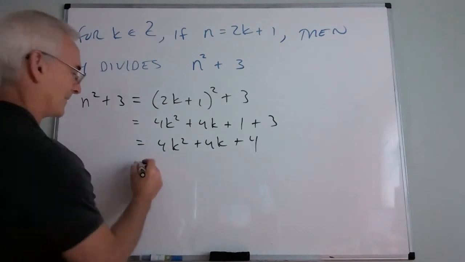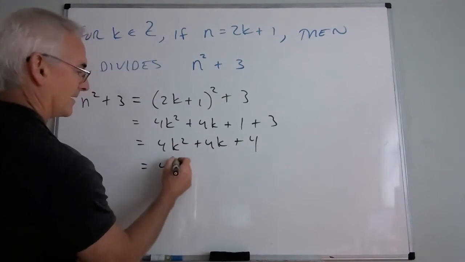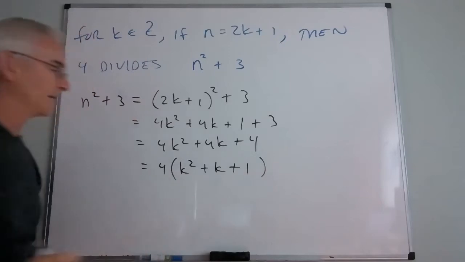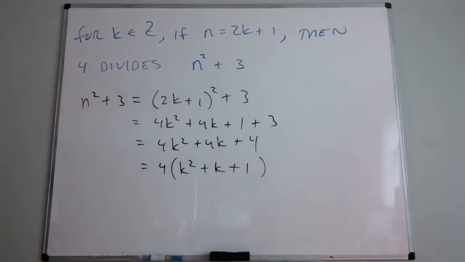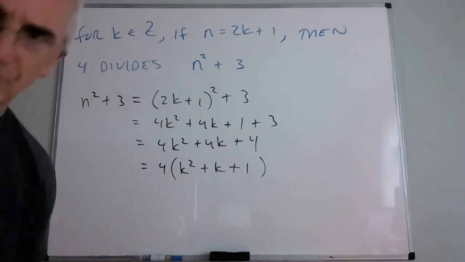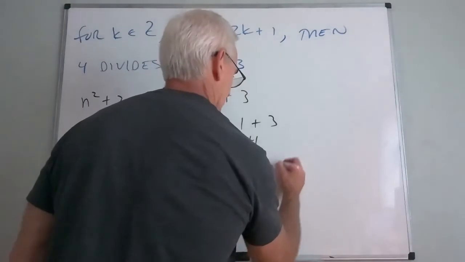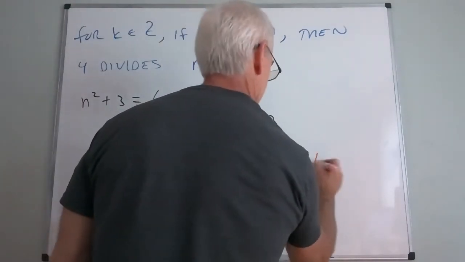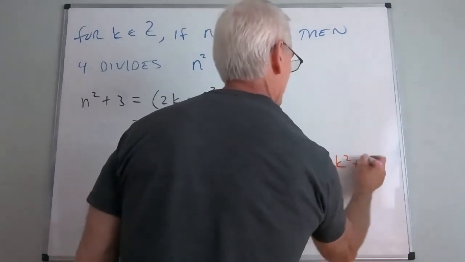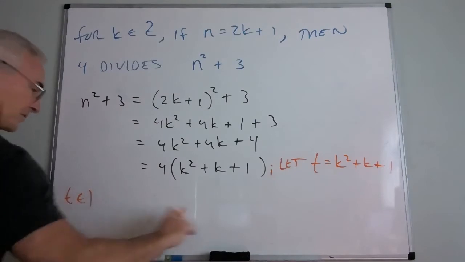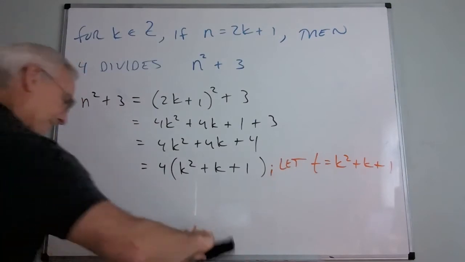4 times, you take out parentheses. Okay, yeah, so what you're saying, factor out the 4. Right. I now have at this point n squared plus 3 equals 4 times something. Now, there's something very powerful about the something. So let's let, what haven't we used? We haven't used t. Let t equal k squared plus k plus 1. t is an integer, so finally, Sergey, I get to use both, right?